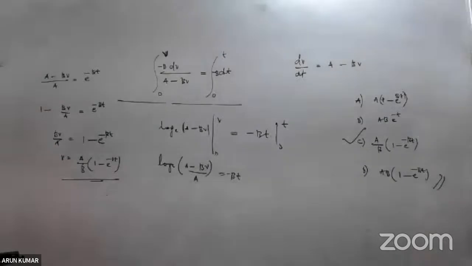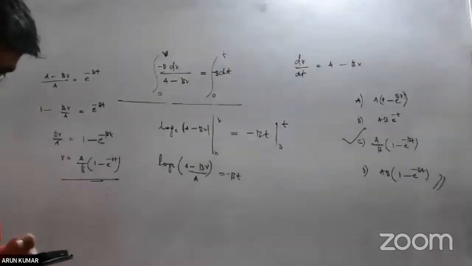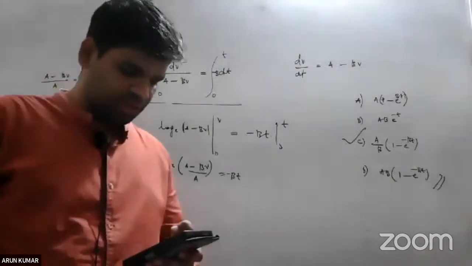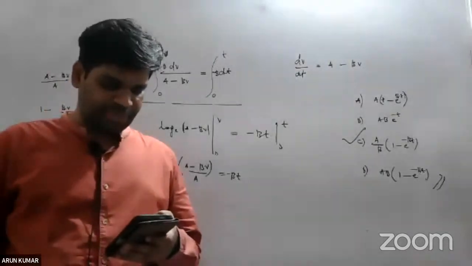Let's look at the second question. Two particles A and B move with constant velocities va and vb. Initially, the radius vectors are ra and rb.